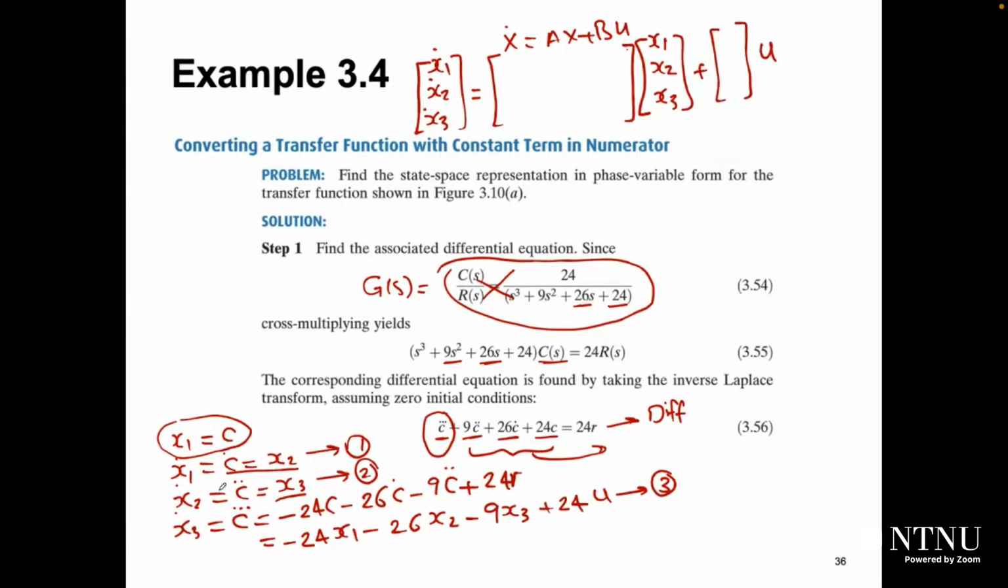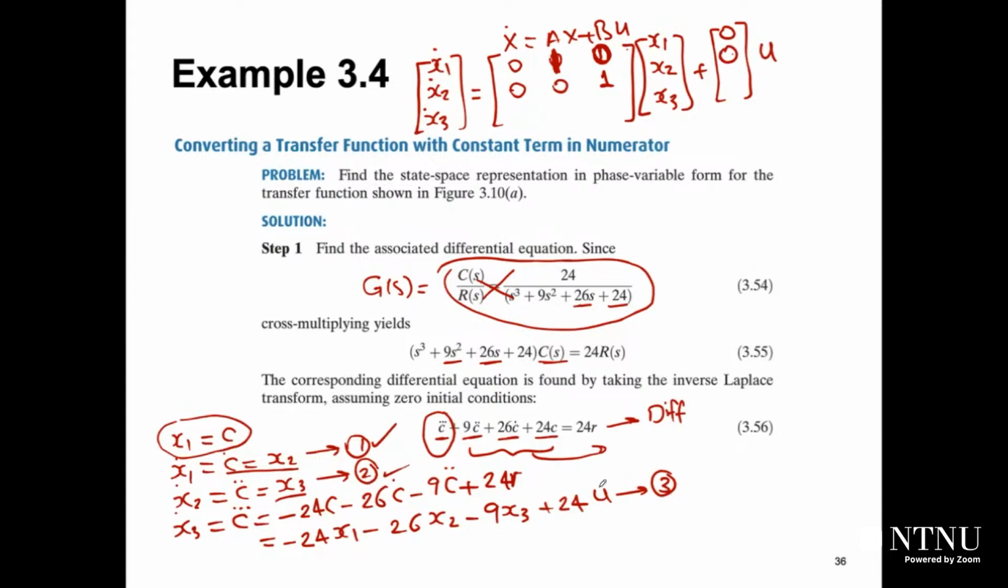We will look into equation 1, x1 dot equal x2. So the coefficient of x1 will be 0, x2 will be 1, and x3 will be 0. Oh, sorry, this one should be 1 and this one should be 0. This is equation 1. We will go to equation 2, x2 dot equal x3. So this one will be 0, this one will be 0, this one will be 1, and also this one will be 0. Now we have finished equation number 2.